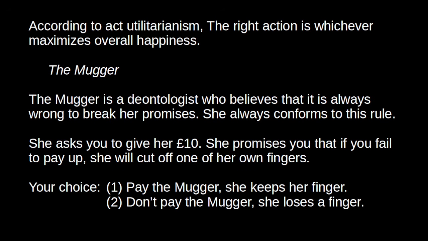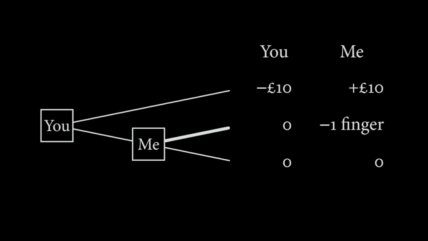So it seems you have the choice to pay the mugger and she keeps her finger, or don't pay the mugger and she loses her finger. Here's the situation, shown in this diagram. So there's you at the first node. You have the choice between giving the mugger £10 or not. If you choose to give the mugger the money, you're down £10, she's up £10.